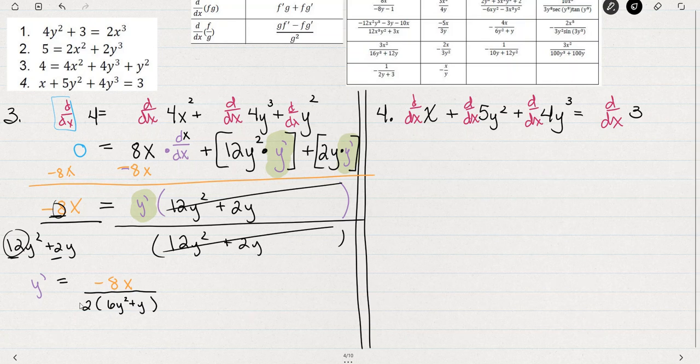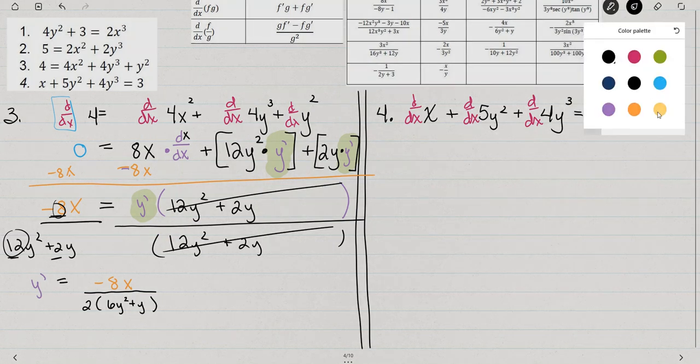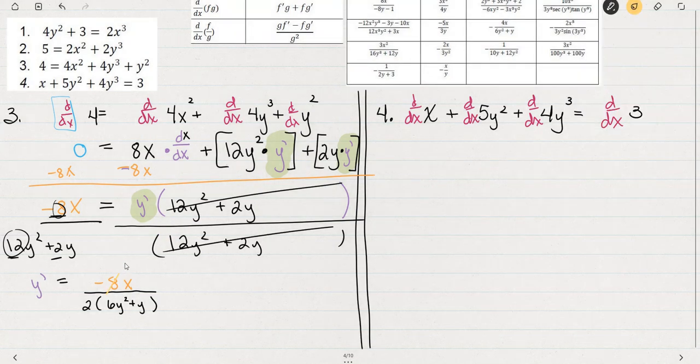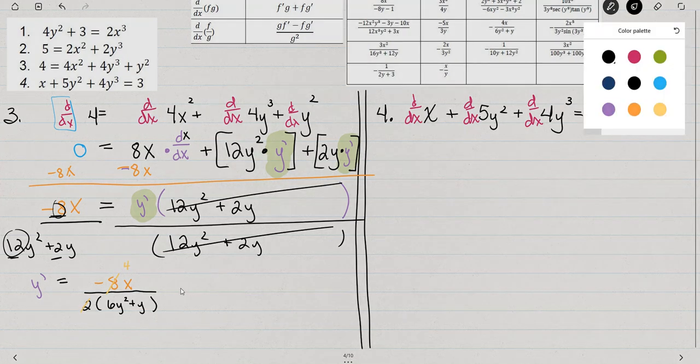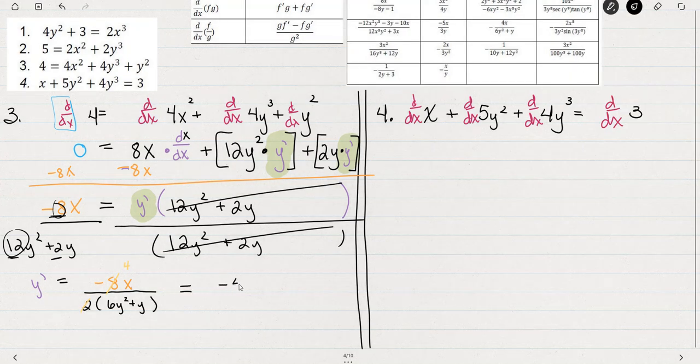So what I'm actually doing is factoring out a 2 from the 12y squared and the 2y, and I can then divide out the 2. 2 goes into 8 4 times, 2 goes into 2 once, so I get that this is equivalent to negative 4x over 6y squared plus y.